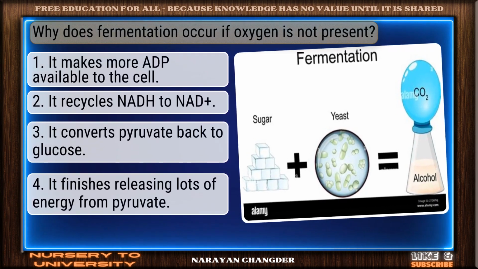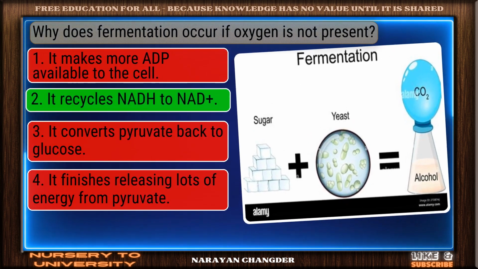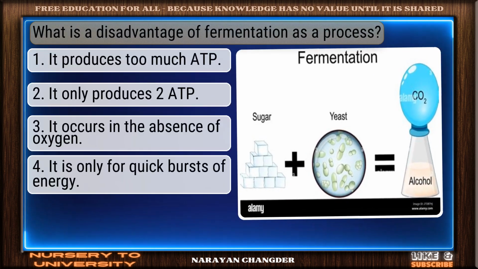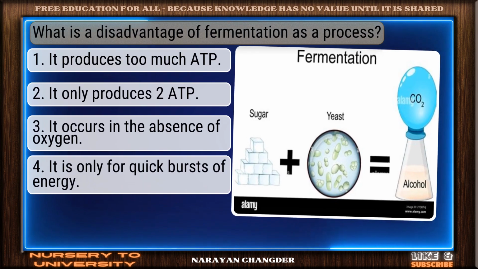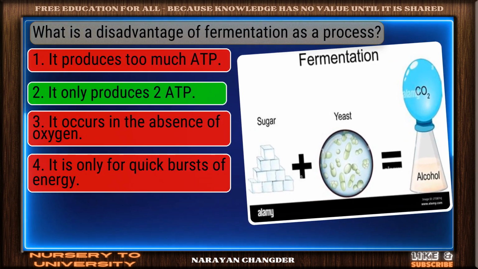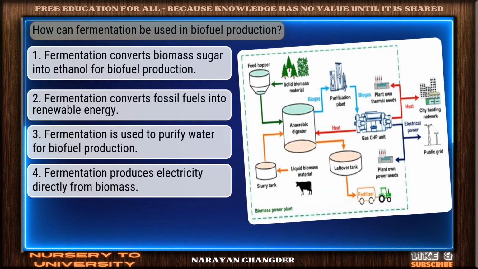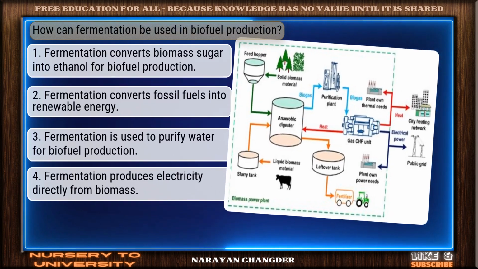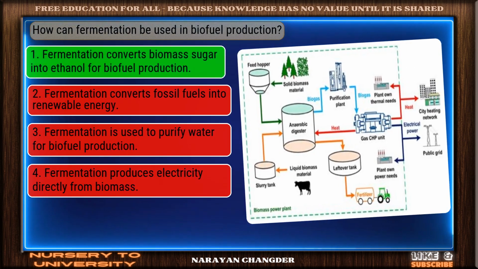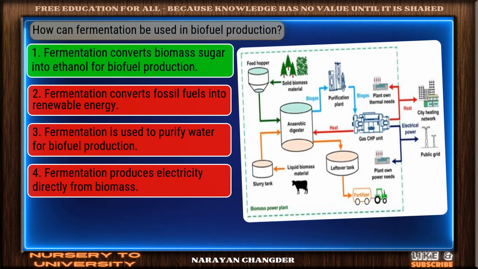Why does fermentation occur if oxygen is not present? Great thinking. It recycles NADH to NAD+ is the right choice. What is a disadvantage of fermentation as a process? Great job. It only produces 2 ATP is the accurate answer. How can fermentation be used in biofuel production? Exactly. Fermentation converts biomass sugar into ethanol for biofuel production makes sense, and it is the right choice.